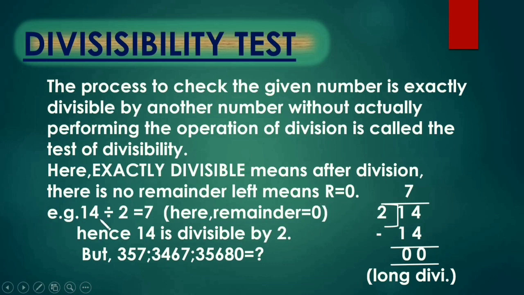Take an example, 14 divided by 2 is equal to 7. As here the remainder is 0, we can easily say that 14 is divisible by 2. This is the long division method.